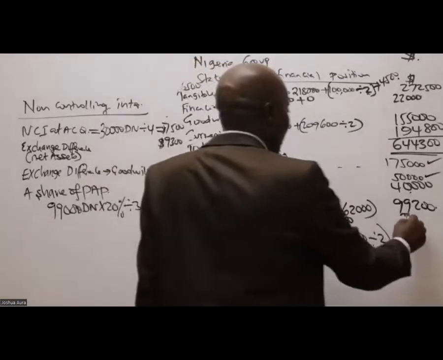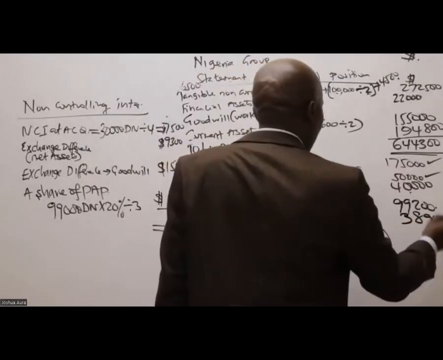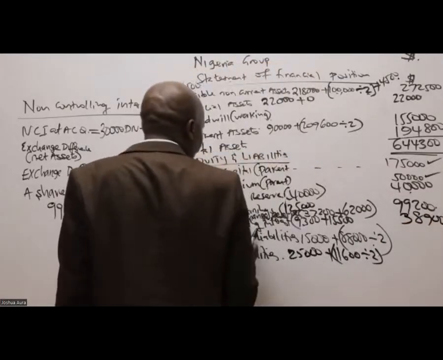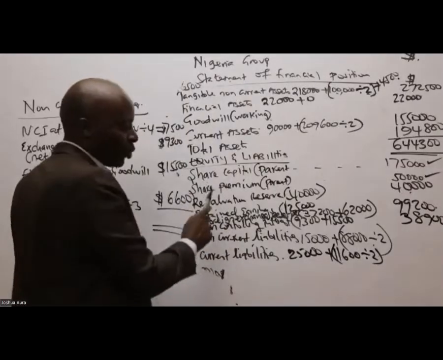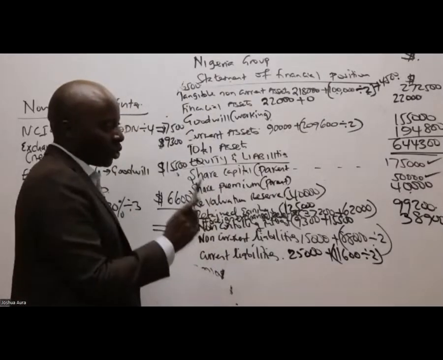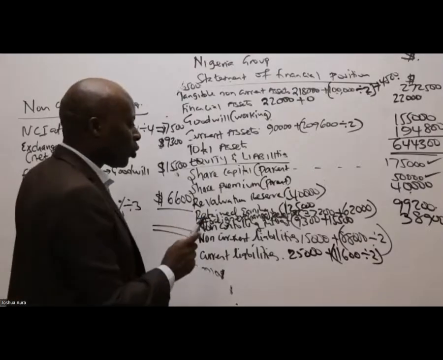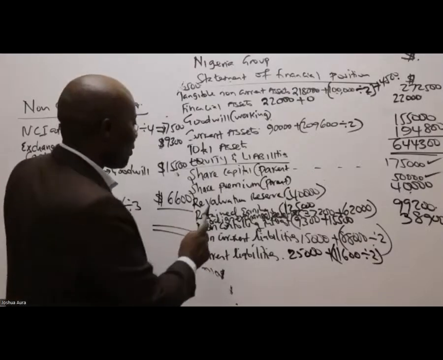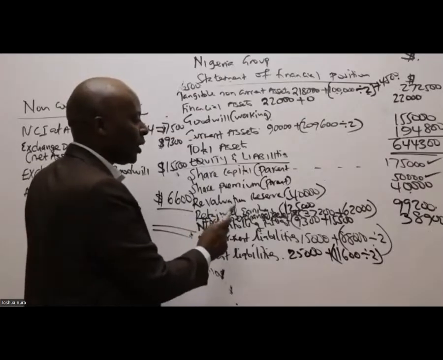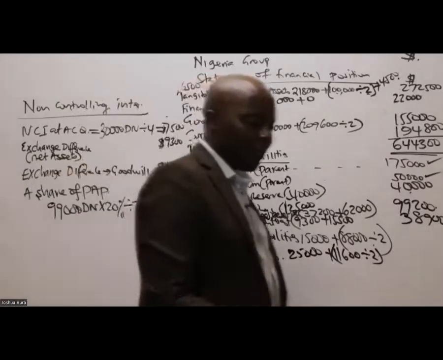38,900. So remember, this is permanent source of what here? Capital. This is permanent source of capital. Now from there, the last one that you're supposed to come and pick is these retained earnings, group retained earnings.